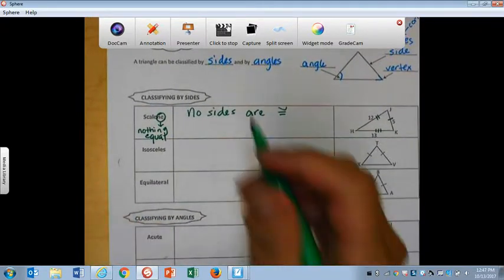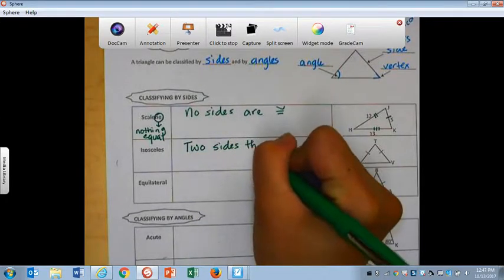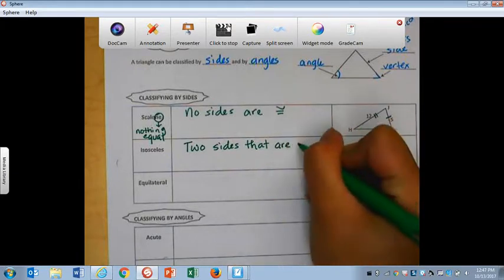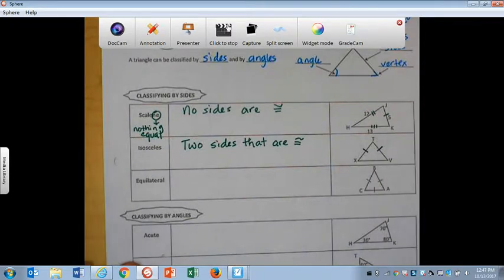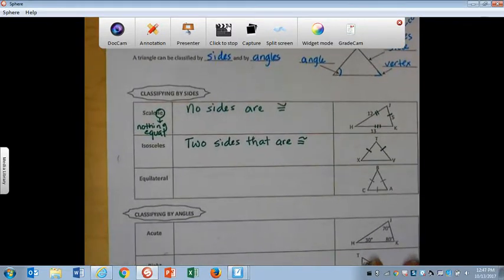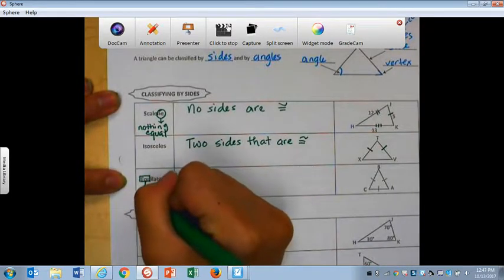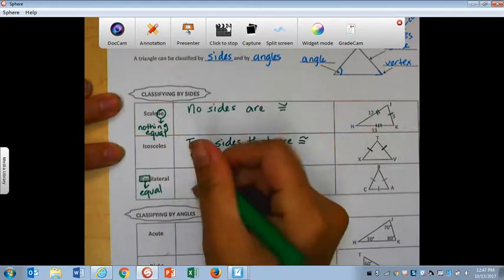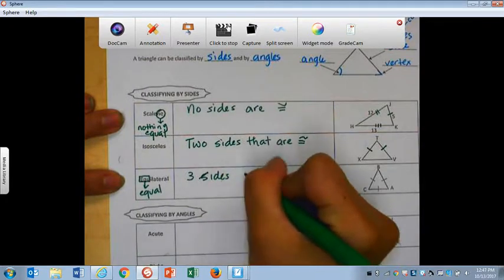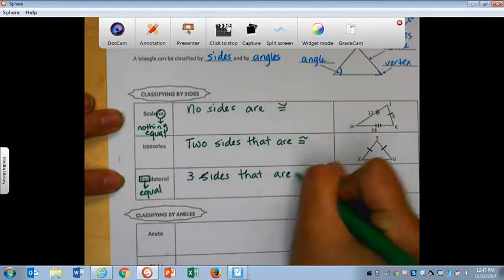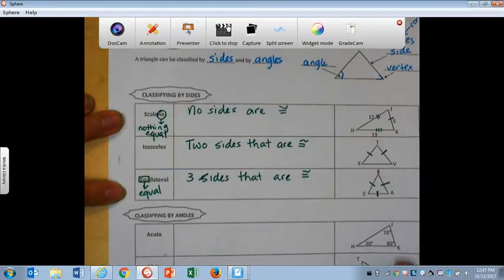Isosceles, you have two sides that are congruent. So looking at this triangle, this is marked with one hash mark, and so is that one. So those two sides are congruent. Equilateral, equi, sounds like equal. So you have three sides that are congruent. So you have this, this, and this. Those are all the same.